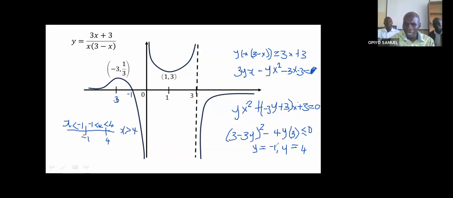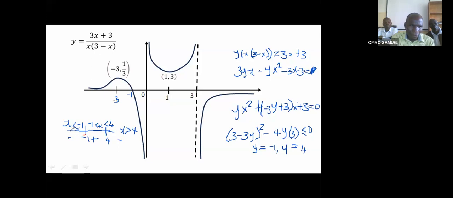So if these are the values, you now pick a value here and pick a value less than this and put it on the curve. Say this, assuming you get this to be negative and this is positive. So you can see that this curve is only this interval that satisfies. It should be, less than or equal to 0 means it should be negative.